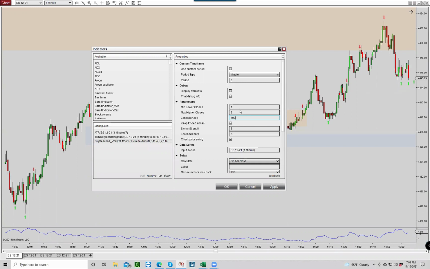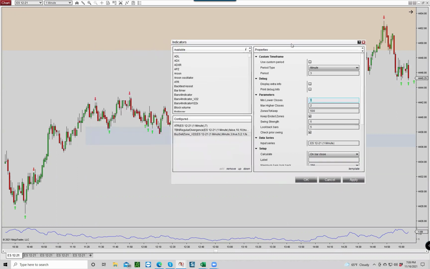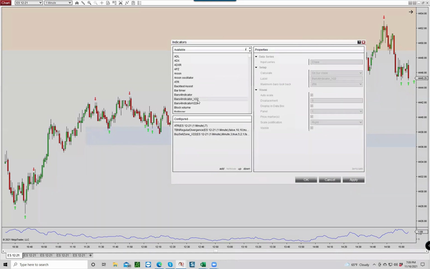All right, min lower closes. The name is confusing. I talked about that in the video, but that's because of when I was having this coded, which you can see how many times it took me to get this right. That V22 is how many iterations I went through to get this right, and I haven't removed it because it's a reminder of how long I struggled to get this perfect.